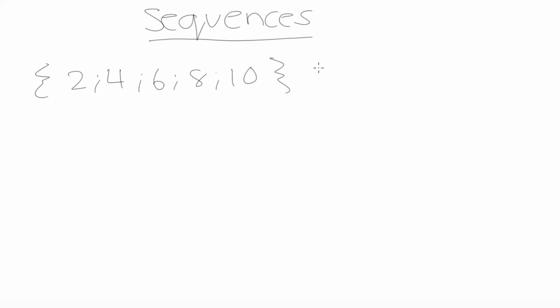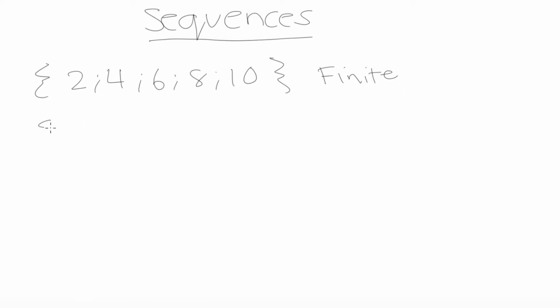This is an example of a finite sequence. And it is a finite sequence because it's composed of 5 terms. This is our first term, this is our second term, this is our third term, our fourth term, and our fifth term. And this sequence only has 5 terms. There are no other terms that come after this fifth term here. So this is known as a finite sequence because it has a definite end.